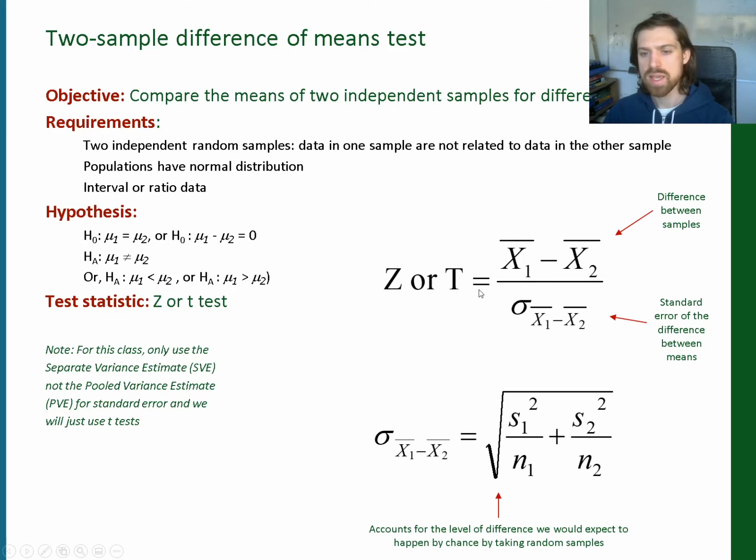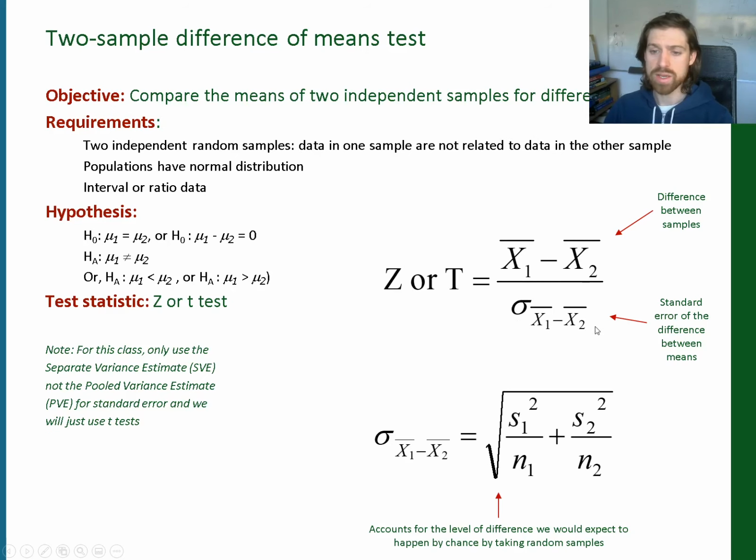Well, we want to find Z or T here. The way that we do that is we subtract the mean of the samples from each other as the numerator, and we divide it by the standard error of the difference between the means. I think the numerator should be fairly straightforward to calculate. I hope that you know how to do that now.